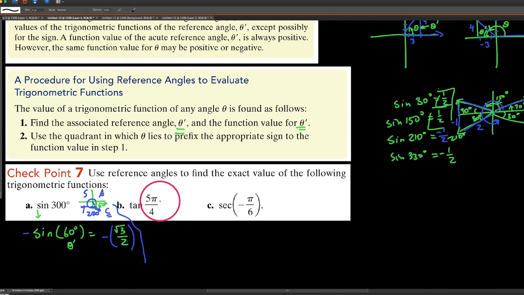So let's take a look at the tangent of 5 pi fourths. How about we start with this? We're going to rewrite this in terms of its reference angle. So for 5 pi fourths, let's remember this is pi, this is 2 pi. So this would be like 4 pi fourths here, and this would be like 8 pi fourths over here. So 5 pi fourths would be a pi fourth, or a 45-degree rotation, past 4 pi fourths. So here's our 5 pi fourths.